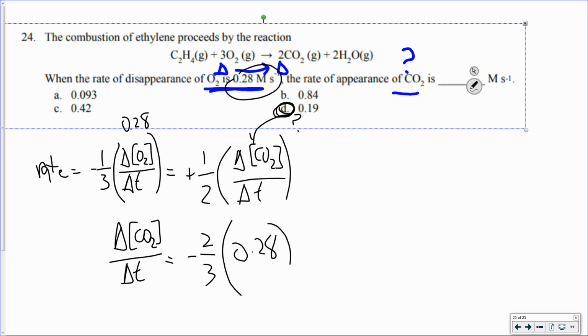Okay, since this one's disappearing, it's a negative. Negative and negative are going to make a positive. Is 2/3 of 0.28, 0.19? Is D the answer in the key?